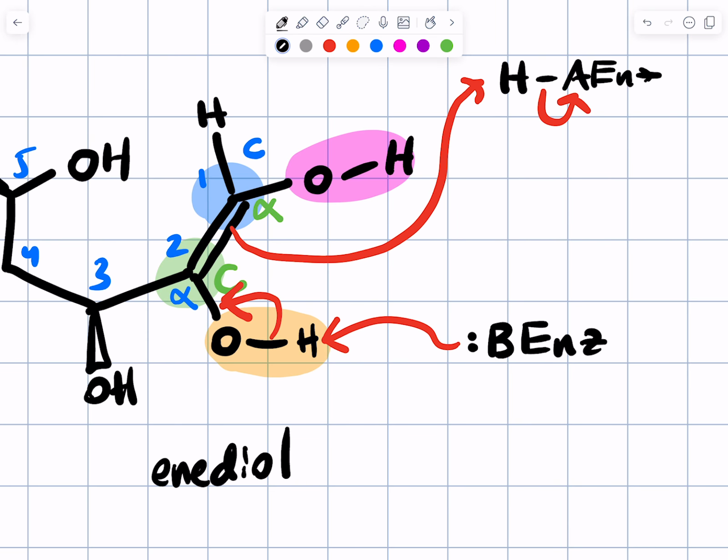Good question. So this bond between C2 and C1, the pi bond breaks. Electrons go on to C1, and then C1 gets protonated by the enzyme.